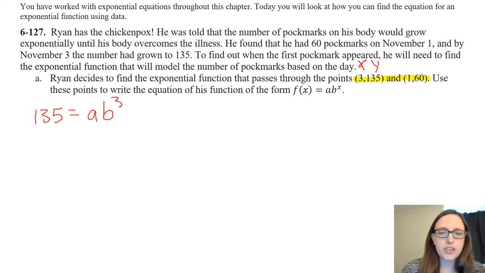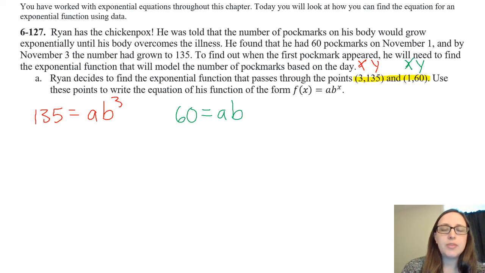The second equation comes from our second point, our second xy point. So I'm going to plug in a 1 for the x and a 60 for the y in my second equation. So the second one is going to be 60 equals a times b, because we still don't know that, to the power of 1. So now that I have my 2 equations, I'm going to solve this like a system of equations. Since they're exponential, I can't just subtract them. I have to actually divide them.